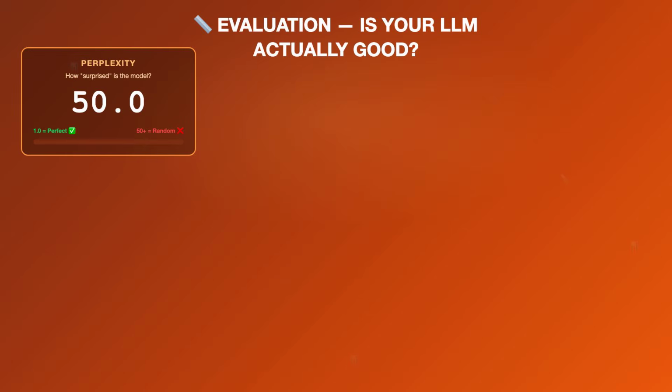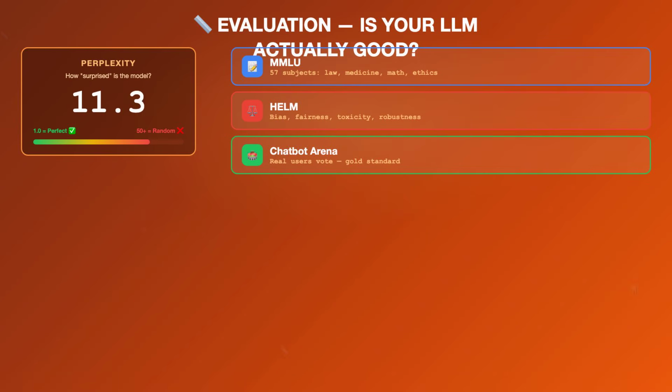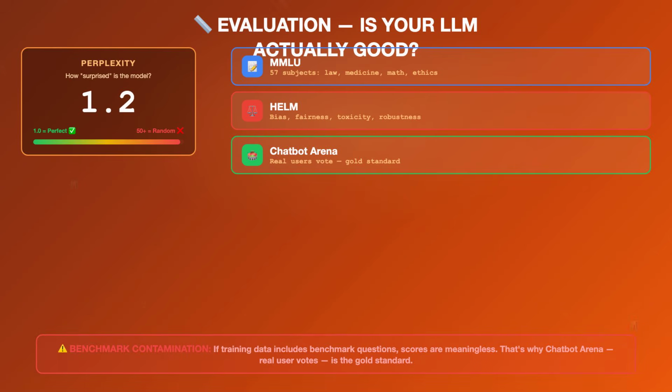How do you know if your LLM is actually good? During pre training, you measure perplexity. How surprised is the model by real text? A perplexity of 1 means perfect prediction. After pre training, you use benchmarks. MMLU tests 57 subjects from law to medicine. HELM tests bias, fairness, toxicity, and robustness.